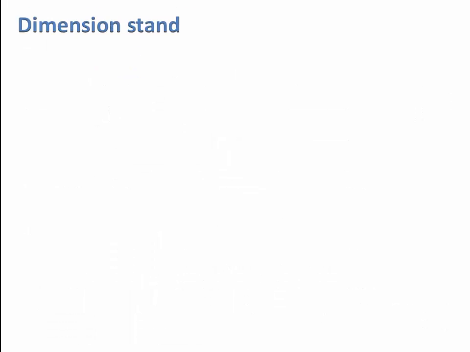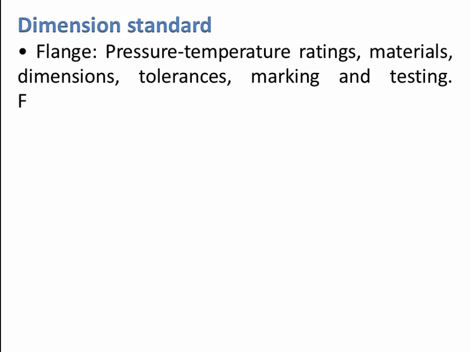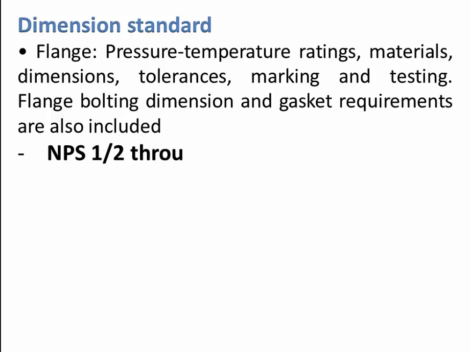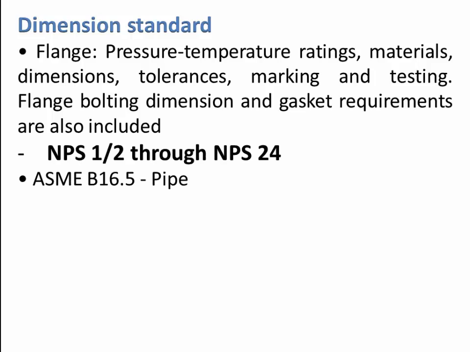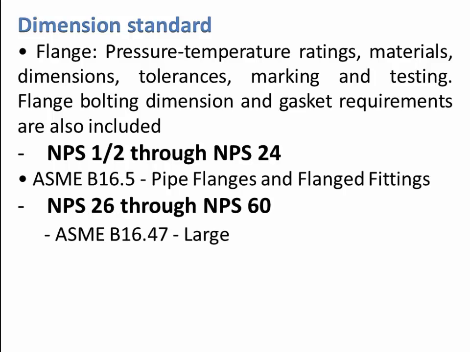Dimension standard flange. Pressure temperature ratings, materials, dimensions, tolerances, marking and testing. Flange bolting dimension and gasket requirements are also included. NPS 1/2 through NPS 24: ASME B16.5 pipe flanges and flanged fittings. NPS 26 through NPS 60: ASME B16.47 large diameter steel flanges.